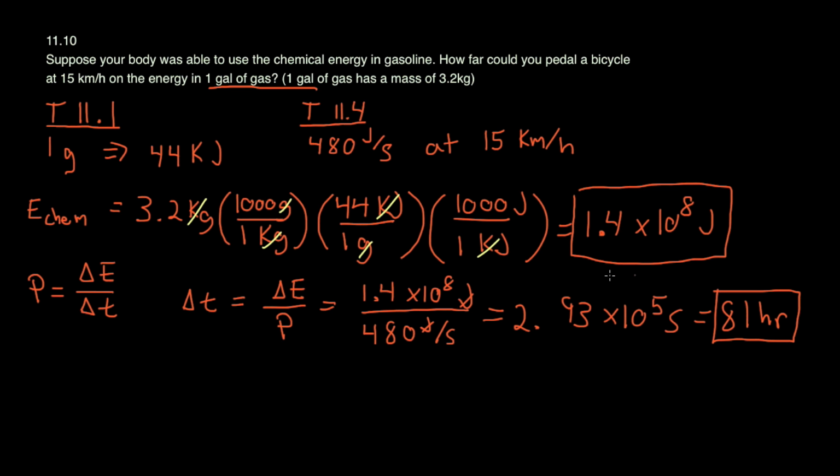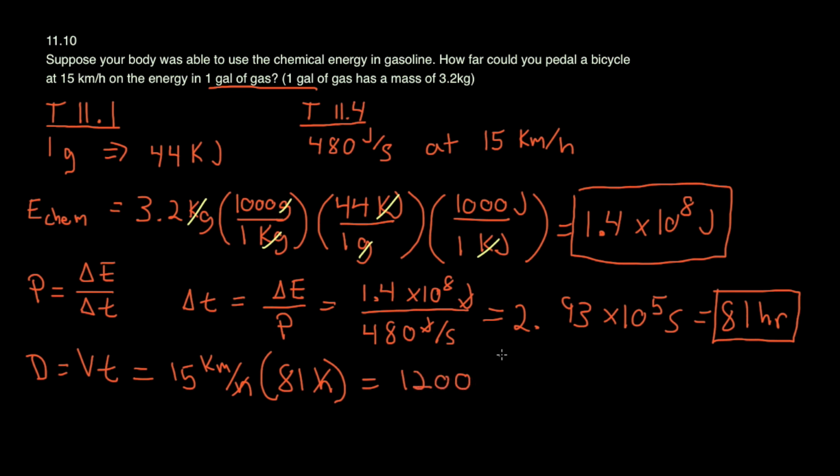So now that we have the time that we can travel at 15 kilometers per hour, all we have to do is multiply our velocity times our time. So distance, right, is going to be equal to velocity times time. And so this is equal to, our velocity is 15 kilometers per hour times 81 hours. So hours are going to divide out, we're just left with kilometers, and this turns out to be 1,200 kilometers, which is roughly 760 miles.